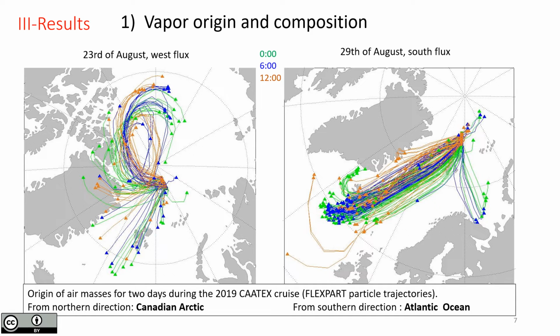These trajectories were built with the FlexPath tool, and for the 23rd of August we observe that most of the trajectories seem to come from the Canadian Arctic, from the west of the ship, whereas for the 29th of August most of the trajectories come from the south, and particularly from the Atlantic Ocean.